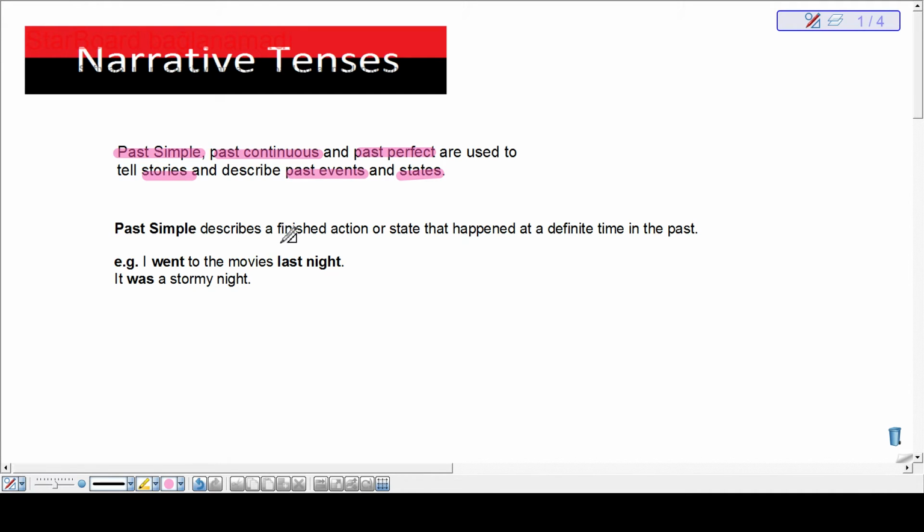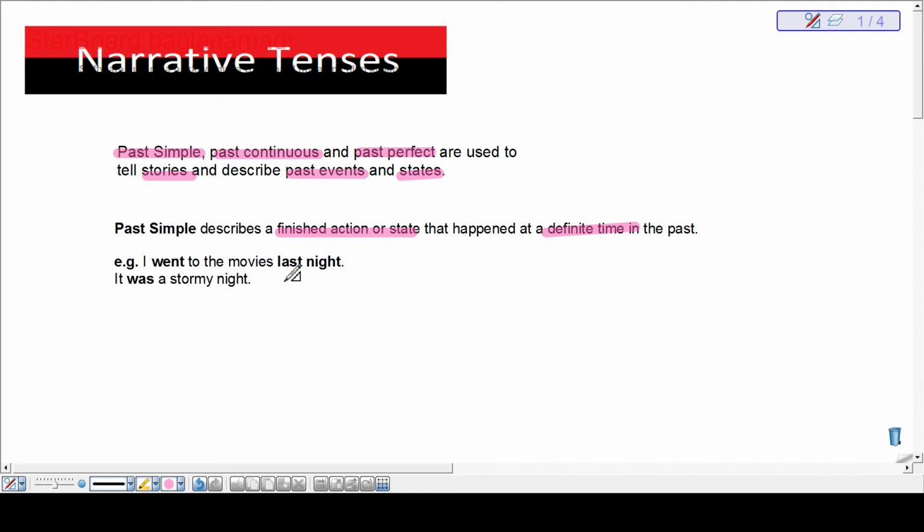Past simple describes a finished action or state that happened at a definite time in the past. Look at the examples. I went to the movies last night. It was a stormy night. Here, past simple describes complete actions.